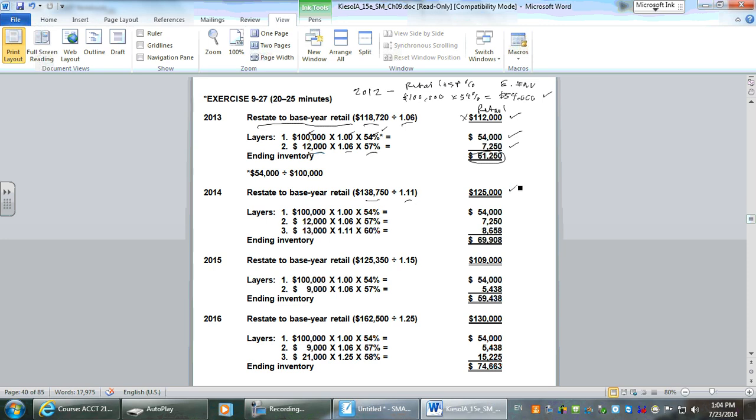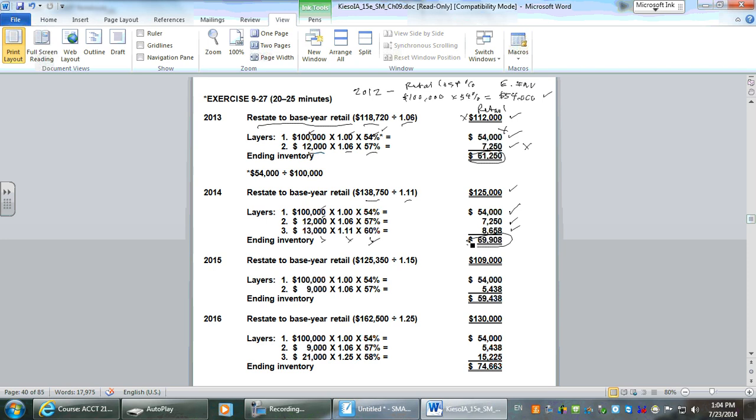I get it down to base year, and now I have three levels. There's the 54 coming in back here, right? There's a 7250 layer we added because 125 obviously is more than 112. So I've got one more layer. There's 112, and now I got one more at 13, inflated at 1.11, and take it times the retail cost percentage for that year, 60%, 8658, and now I got 69,908.